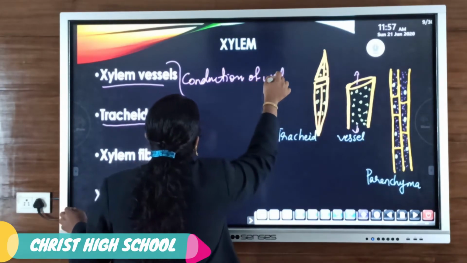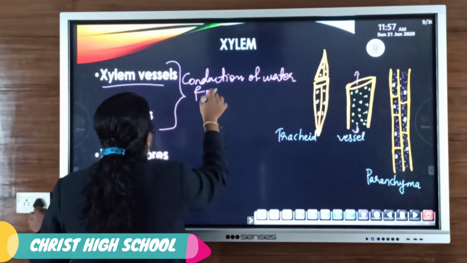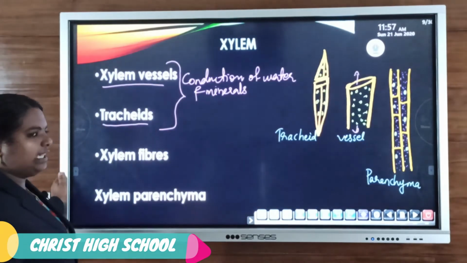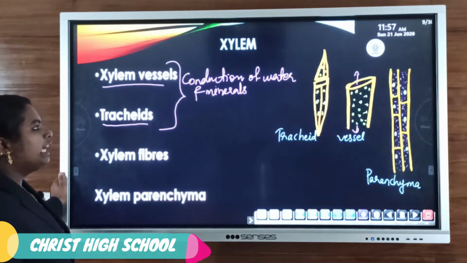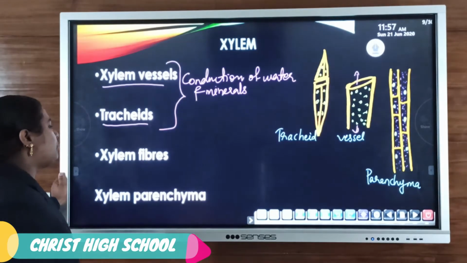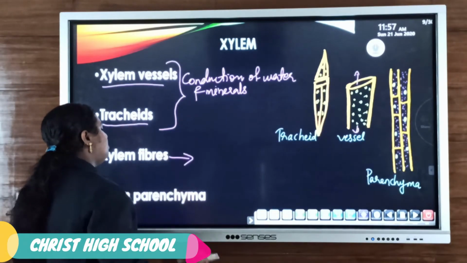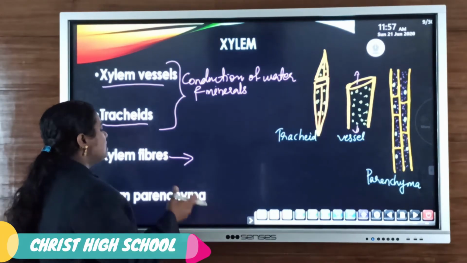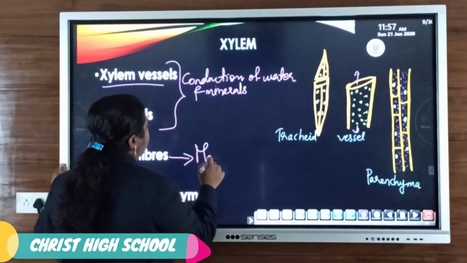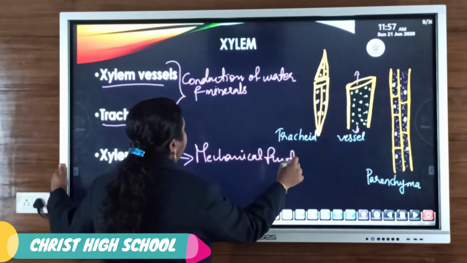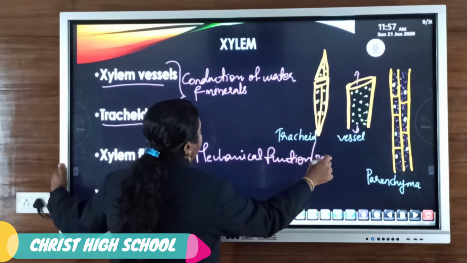of water and minerals in plants. Xylem vessels and xylem tracheids both together help in the conduction of water and minerals from roots to the upper part of the plant body. Then the third component is xylem fibers. They are small fibers present in the xylem. The main function of these xylem fibers is to provide support, or mechanical function, to the plant body.